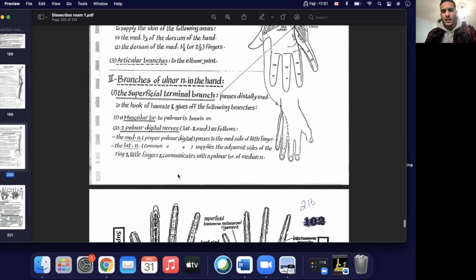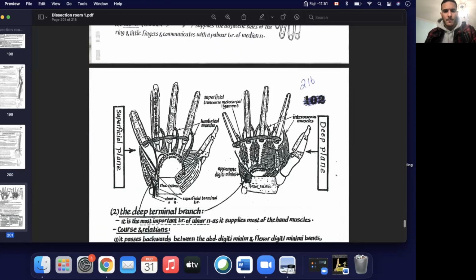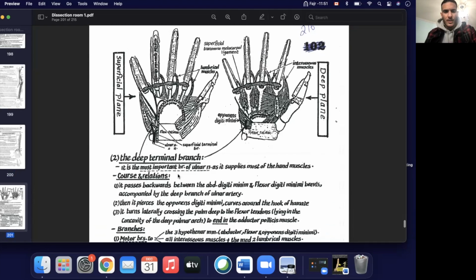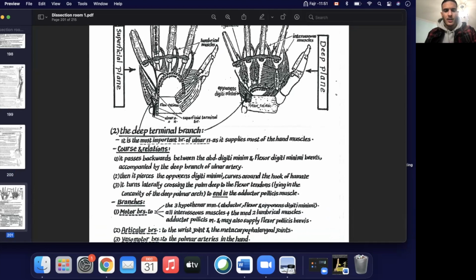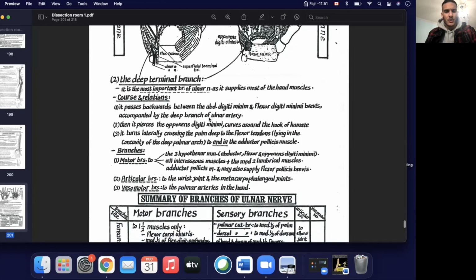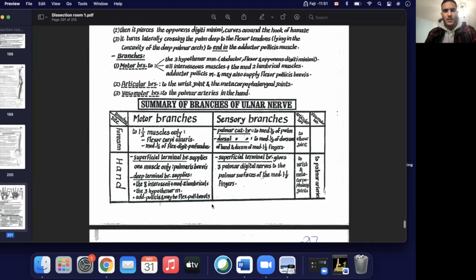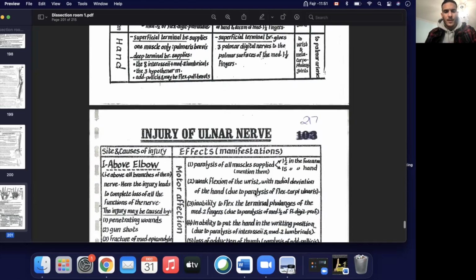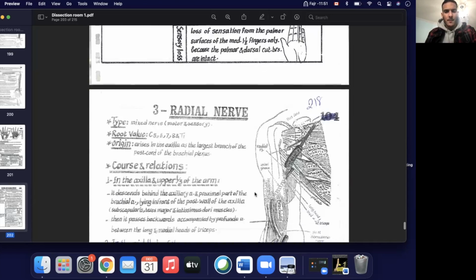Of course, from the ulnar and the radial, there's always also the median. There are always terminal branches, and so that's why they say deep or superficial. And there's this summary of the ulnar nerve. Don't worry about the injury.